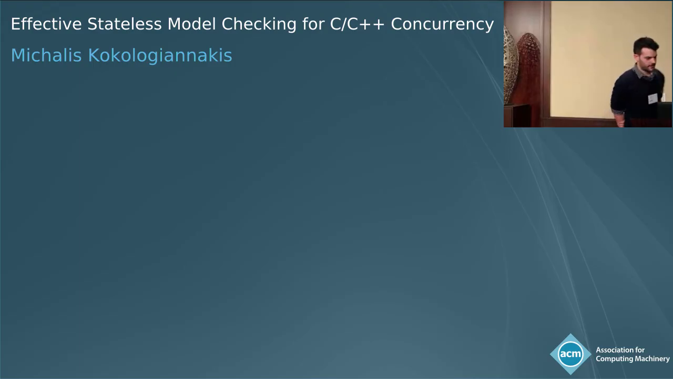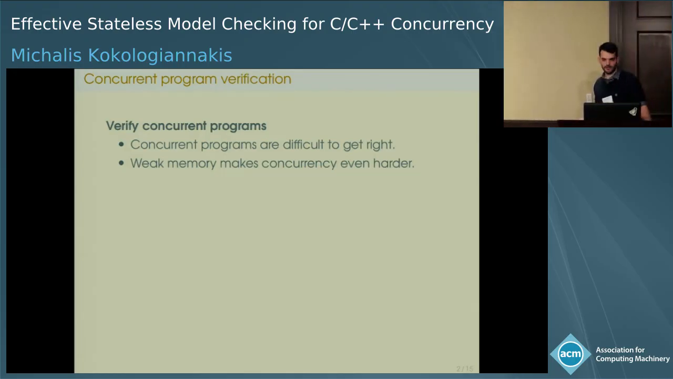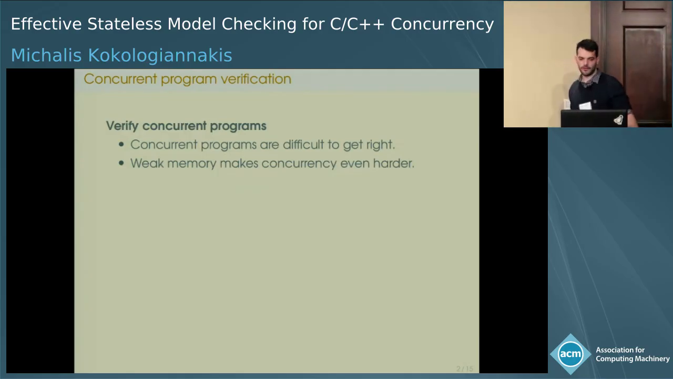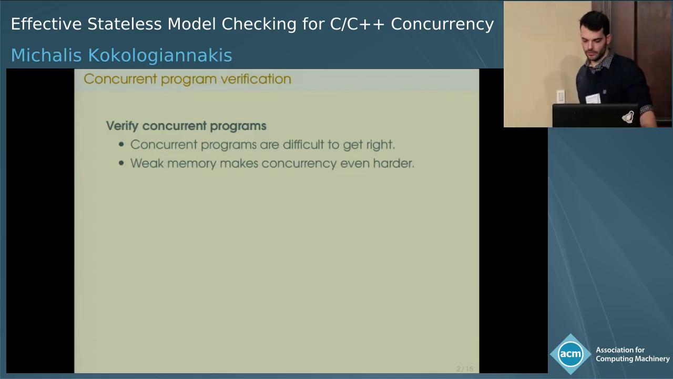Okay, so as everyone knows, concurrent programs are difficult to get right, especially when non-conventional synchronization mechanisms and locking schemes are used. Now, the fact that modern microprocessors employ weak memory models makes things even harder. So it would be nice to have a way to verify our programs against our specifications or find bugs.